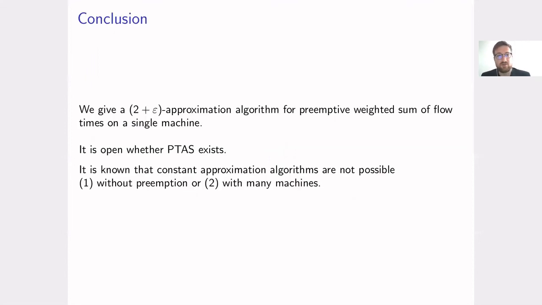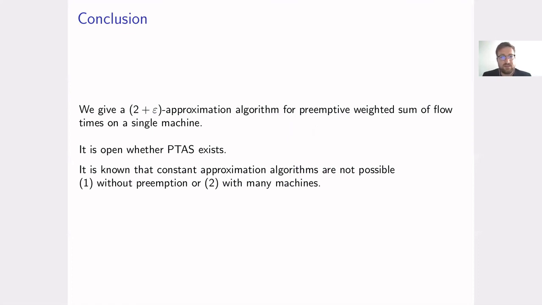So to summarize, we obtain a 2+epsilon approximation algorithm for a preemptive weighted sum of flow times on a single machine. It is a very interesting problem whether there exists a PTAS for this. And this is plausible because we know there is a QPTAS. On the other hand, this factor of 2 that we lose by the greedy approach is also the only source of this factor of 2 in our algorithm. And at the moment, we do not know how to avoid this.